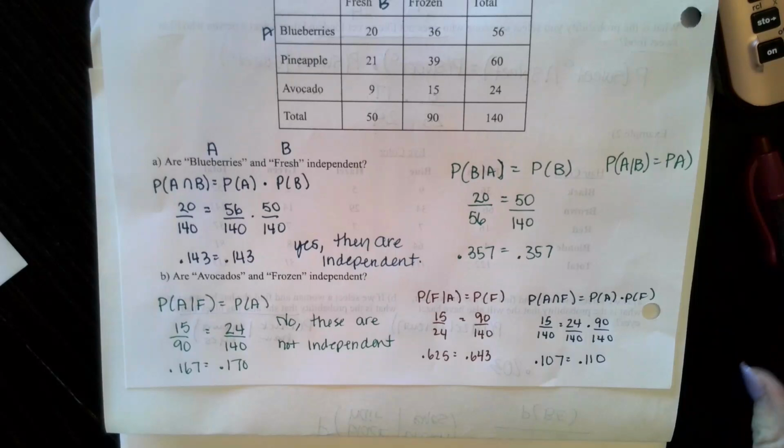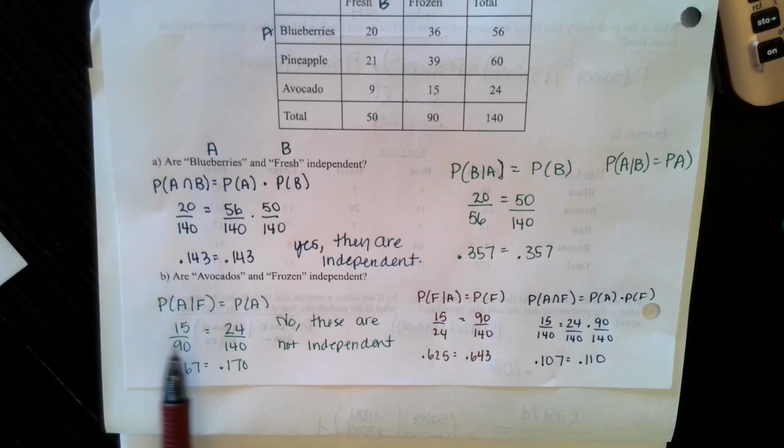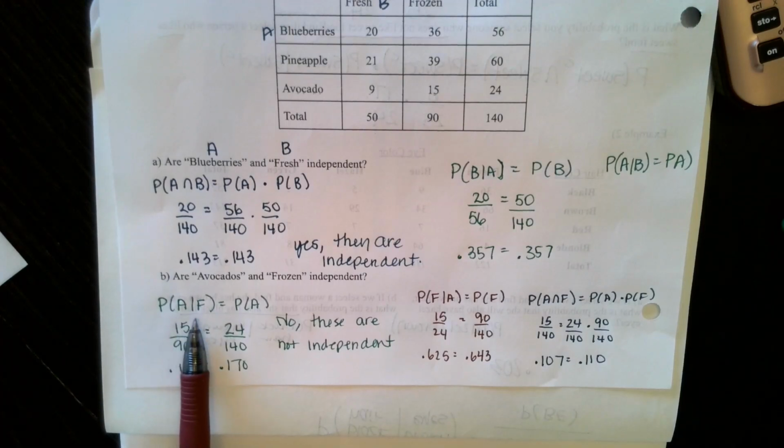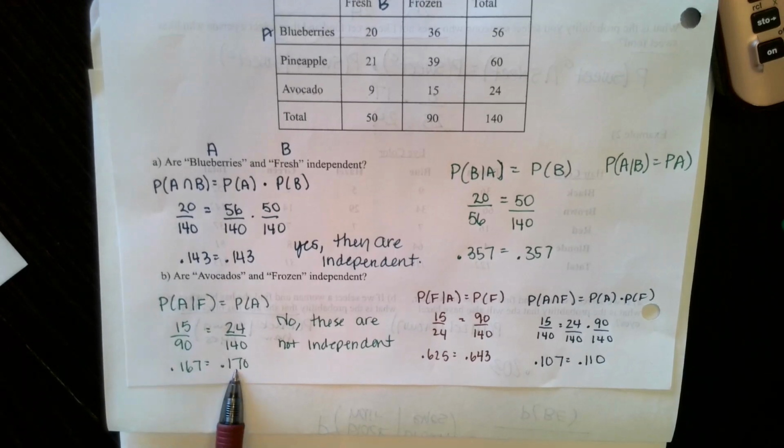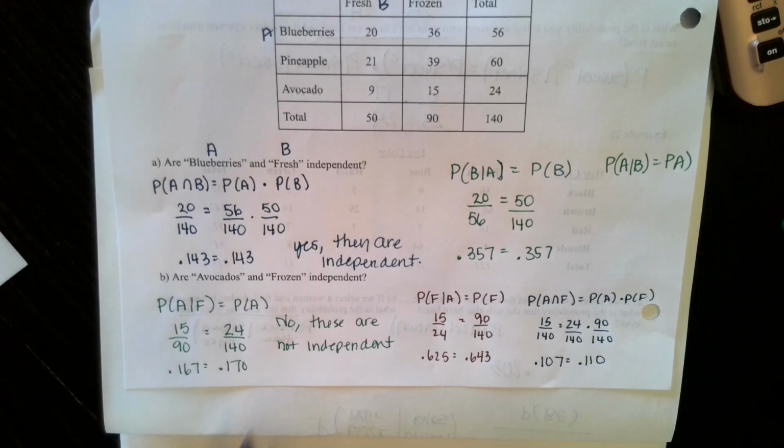All right, I worked this all three ways. Not sure which way you would do it. So here I said the probability of avocado given frozen needs to equal the probability of an avocado. Here were my numbers. These numbers are not the same, so they are not independent. Now, look at this, super important: 0.167 would round to 0.17, but they're not the same. This is why we don't want to round, okay?